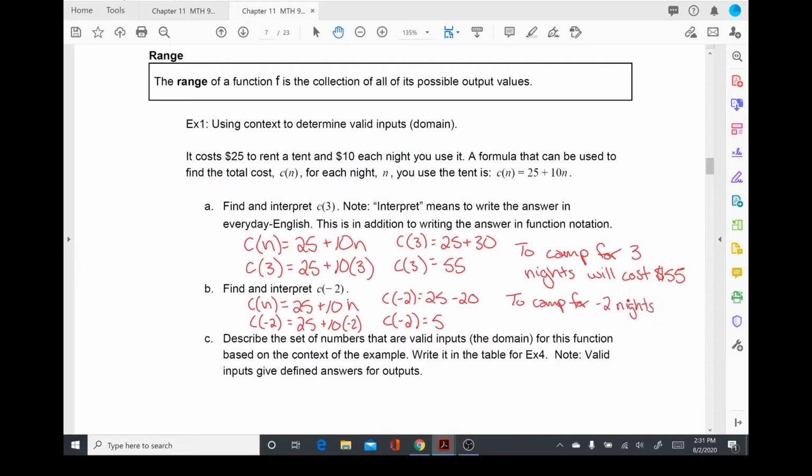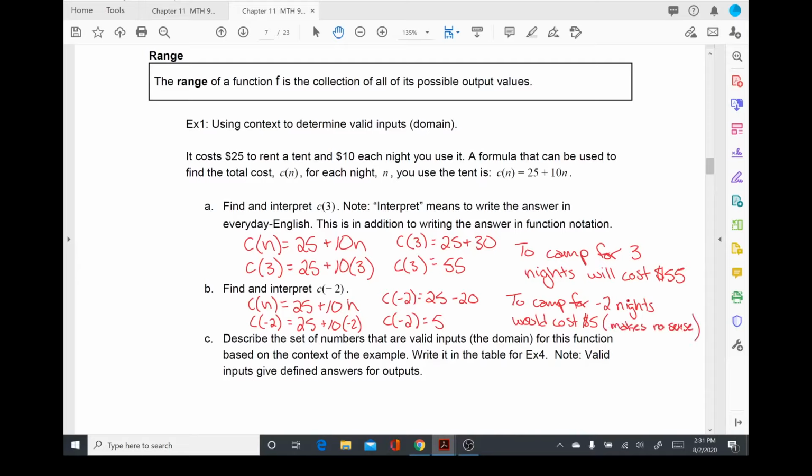Maybe this would be my sister and how she would camp. She doesn't really like camping. Would cost $5. All right, so this doesn't make any sense. When you go camping, you don't camp in reverse, and the minimum cost was $25. So what we're finding here is that negative 2 is not an input, and 5 is not an output. So I'm going to write in parentheses, makes no sense.